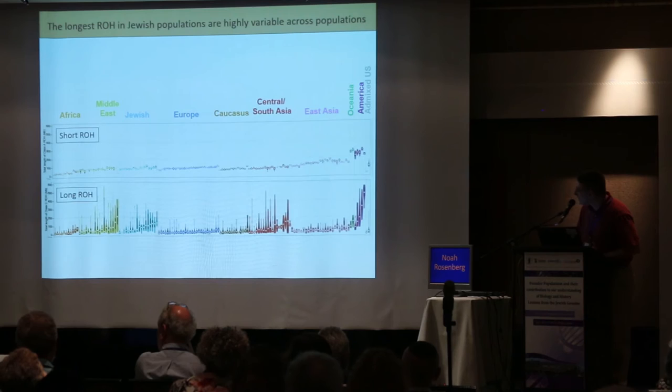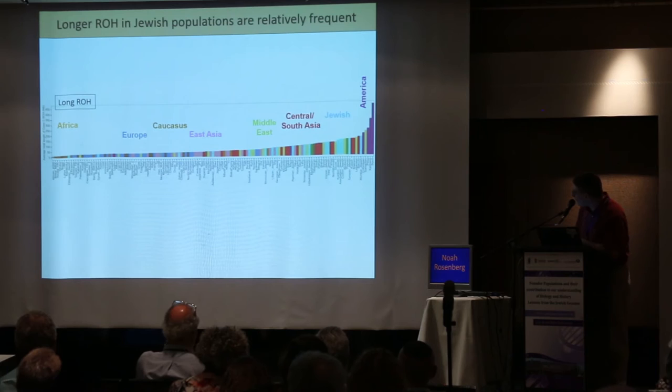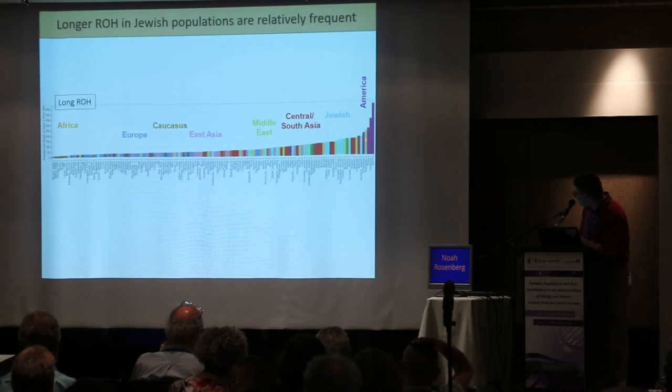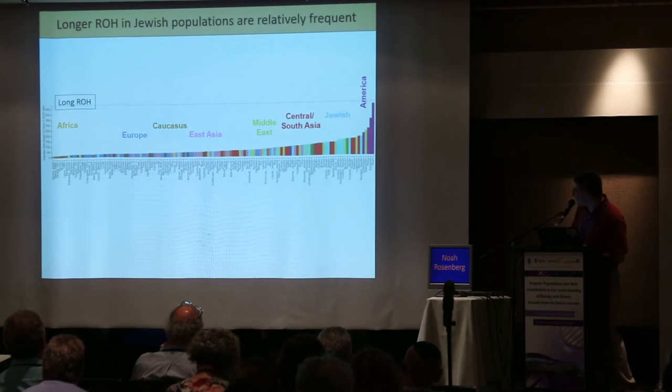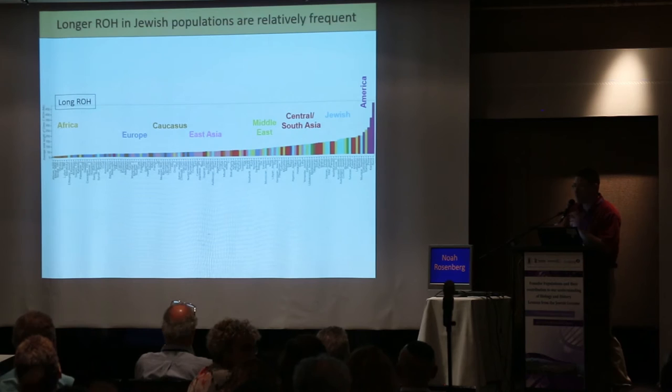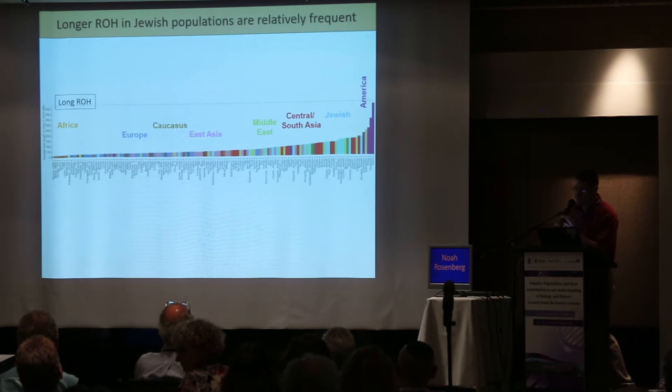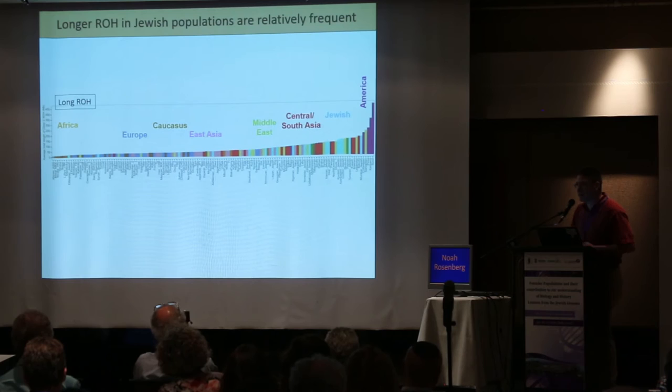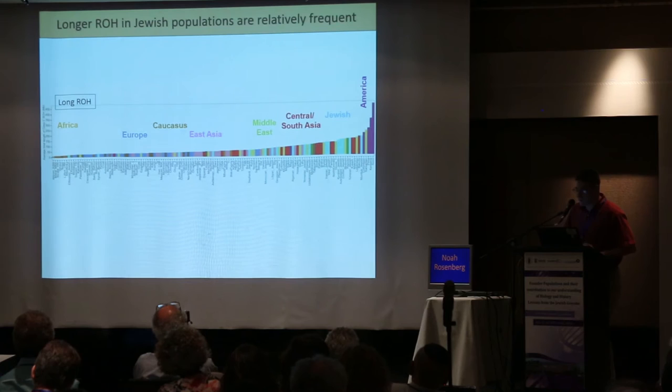And here's another representation of this plot of long runs of homozygosity. You can see the Jewish populations in light blue, each one of these different light blue lines represents a different group. I want to point out the Samaritan population here has long runs of homozygosity, one of the highest levels of consanguinity of any population anywhere in the world. The only few that are higher are these few tribes in South America that have the added effect of multiple bottlenecks in the population history. So the longer runs of homozygosity in Jewish populations are substantial and relatively large compared to a lot of other populations from Europe as well as other places in other parts of the world.